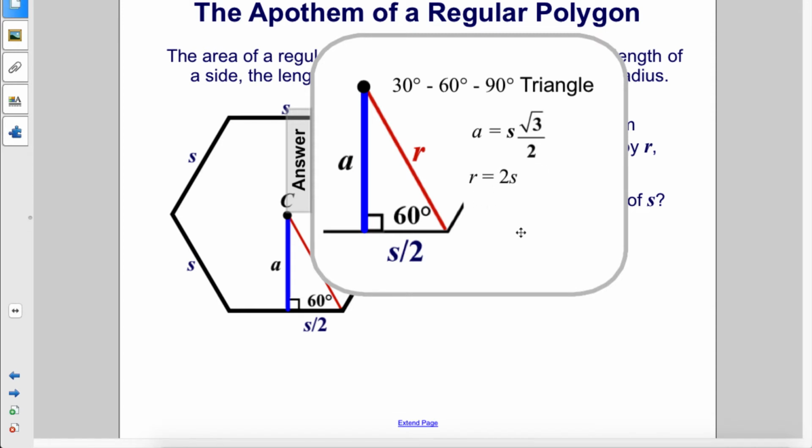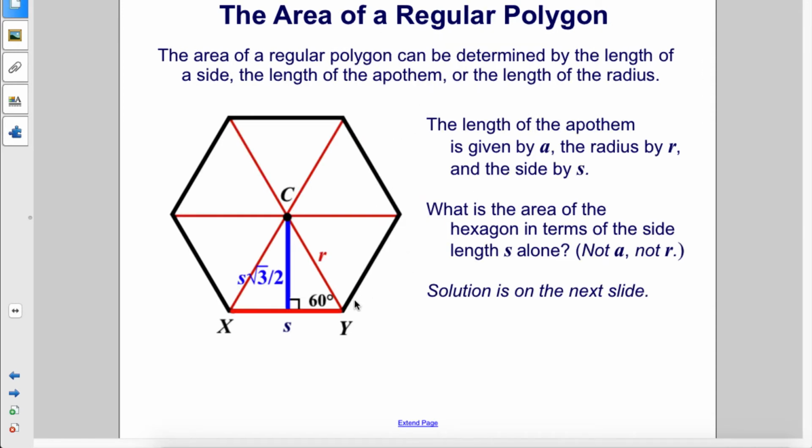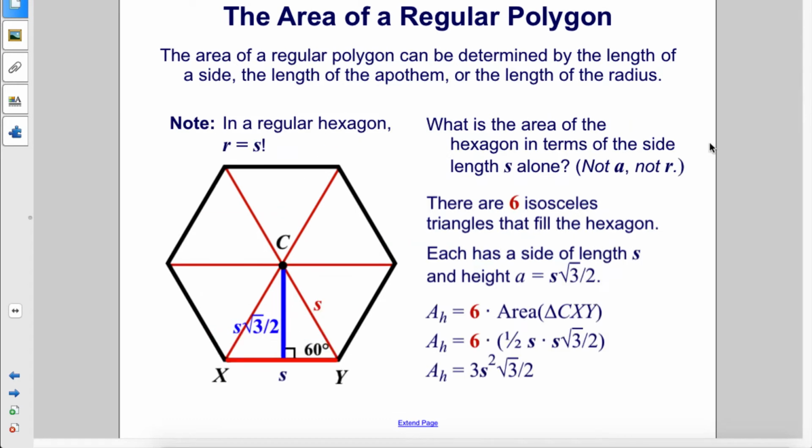R equals 2s. The length of the apothem is given by lowercase a, the radius by r, and the side by s. What is the area of the hexagon in terms of the side length s alone? Not a, not r. Note, in a regular hexagon, r equals s. What is the area of the hexagon in terms of the side length s alone?